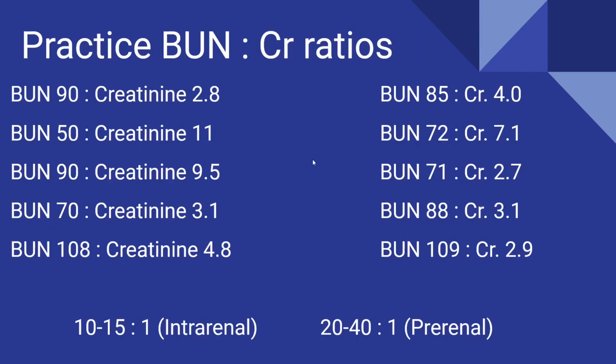So this is practice with BUN creatinine ratios. You'll probably see some of these on the exam. They might not ask you necessarily, is this an intrarenal or pre-renal injury? You might have to determine that yourself and then provide an appropriate intervention for that intra or pre-renal injury. So, for example, this first one, BUN of 90, creatinine of 2.8. An easy way you can do this is take 2.8, which goes into 9 about 3 times, and then multiply that by 10. So 2.8 goes into 9 about 3 times, 10 times that is roughly 30. So that's a pre-renal injury.